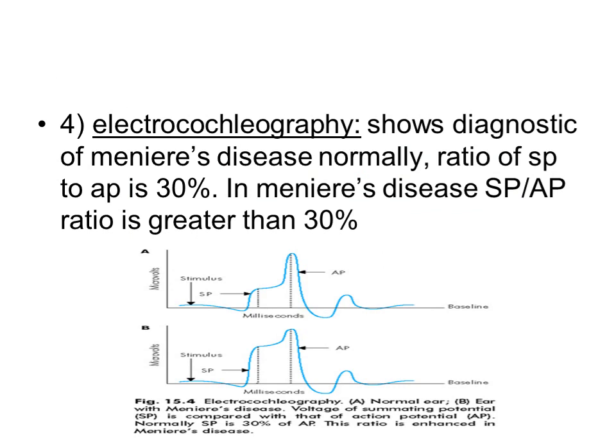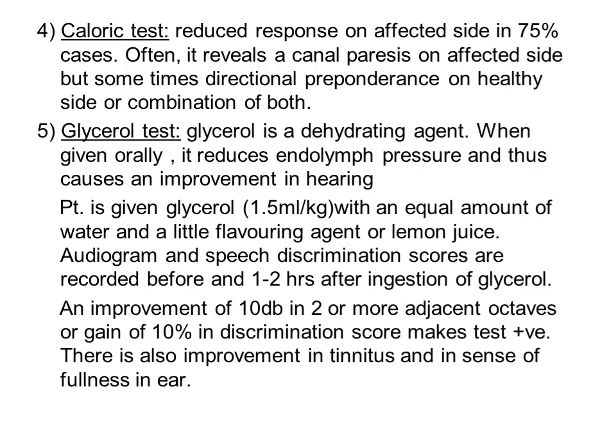Okay, next is electrocochleography. All of you know the electric potentials in the cochlea, the summating potential and action potential. If you see the graph very carefully, the summating potential is only one third of the action potential in a normal individual, whereas in case of Meniere's disease, the summating potential is more than 30% of action potential. So the SP by AP ratio is greater than 30%. That indicates Meniere's disease.